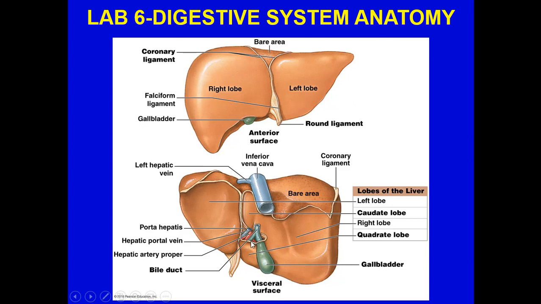Why is this important? Well, for one thing, you can see how large this organ is and how close it is to such main structures as the inferior vena cava. But the other thing is this: every once in a while you'll hear someone saying, I'm going to donate a part of my liver to someone else so they may live.